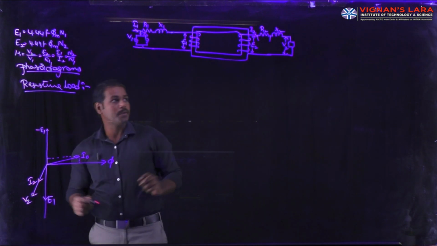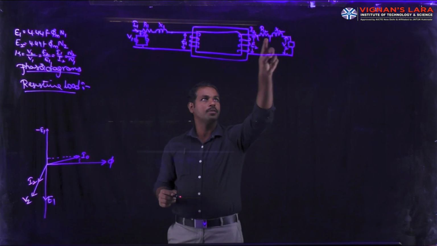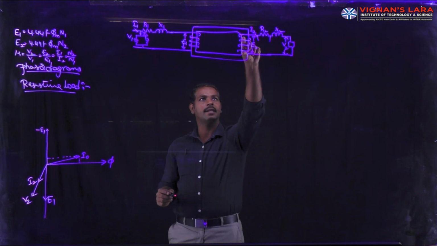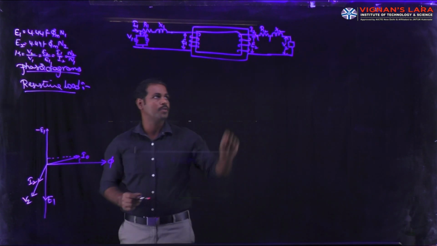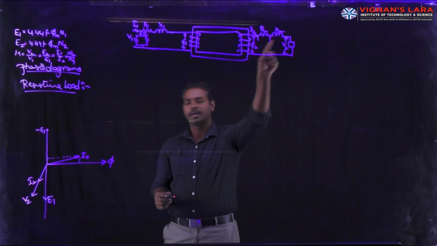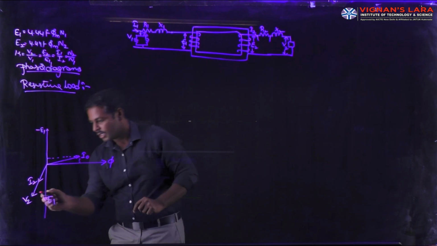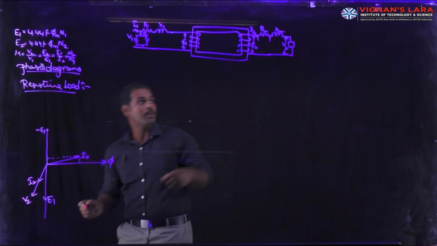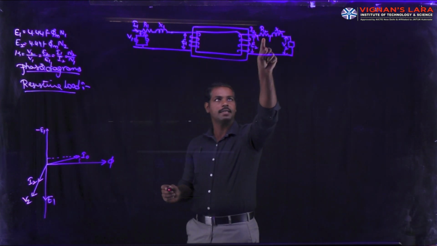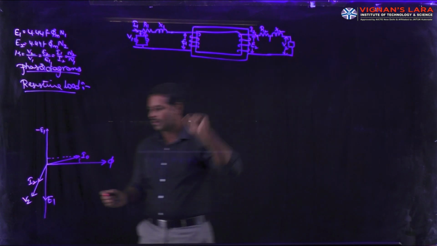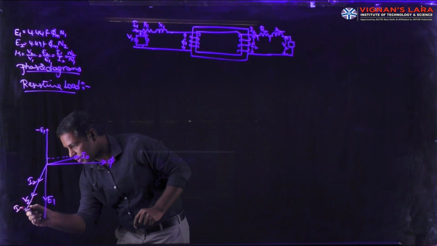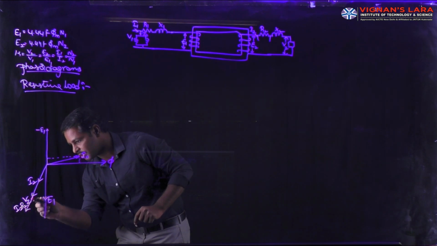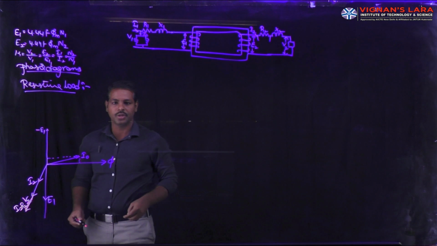In this, another point is that current flows through the resistance as well as reactances. These two are the internal resistance and reactances of the primary and secondary windings, denoted by R2 and X2. The voltage drop across the resistance is always in phase with the current. So the magnitude is I2 into R2.